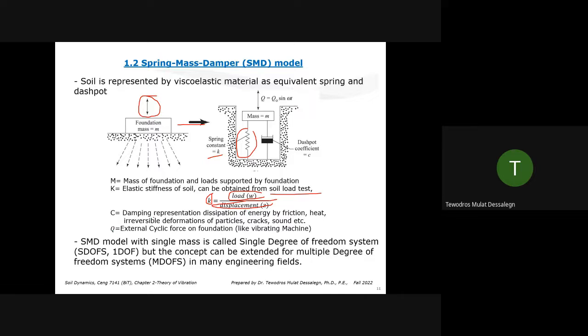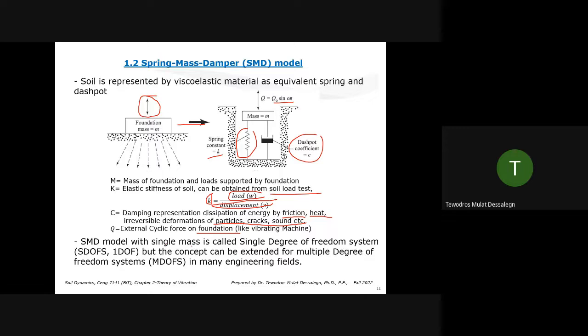Or C, the damping, representing dissipation of energy. It can be by friction of soil particles, or heat, or reversible deformation of particles, cracks, and sound. So there is some dissipation of energy when you apply some load to soil. That dissipation of energy is what's represented in the dashpot. And Q is the external cyclic force on the foundation. That's what the machine applies. Let's say a sinusoidal motion, so it's constantly being applied.